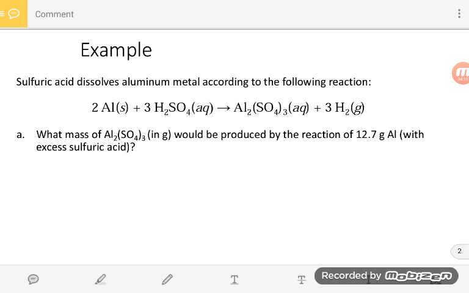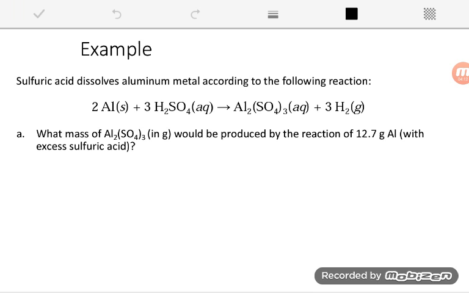So, for example, same reaction, different question. What mass of aluminum sulfate, so I want to end up in grams of aluminum sulfate, would be produced by the reaction of 12.7 grams of aluminum with excess sulfuric acid? When it says excess sulfuric acid, it's just saying assume I have more than enough of the sulfuric acid to react and just ignore it.